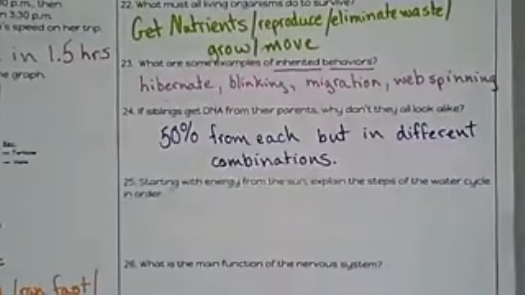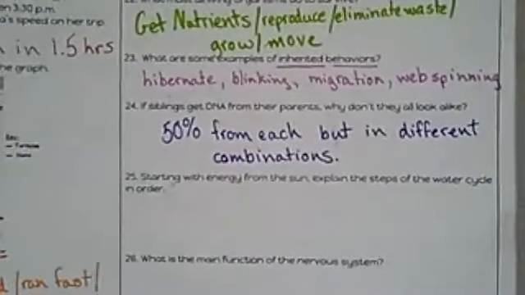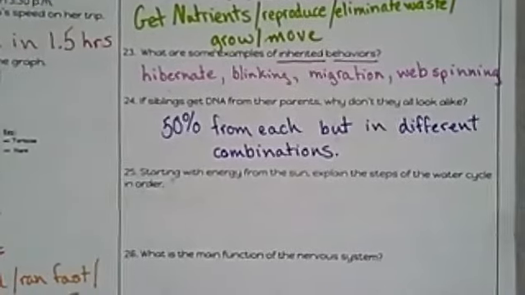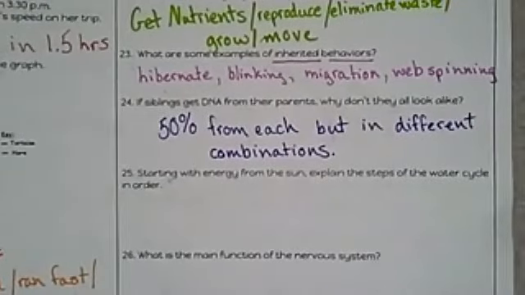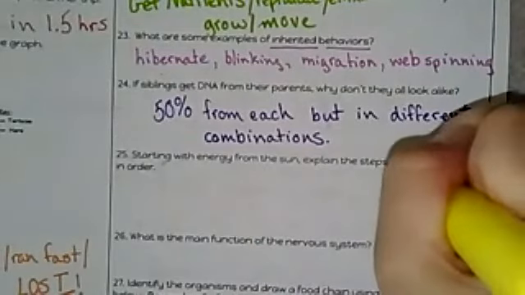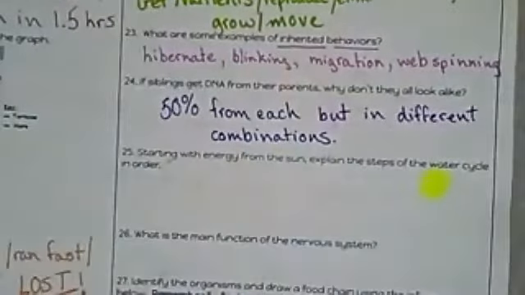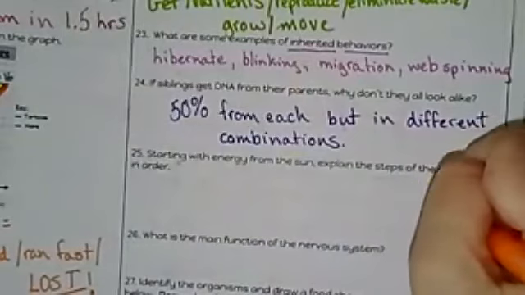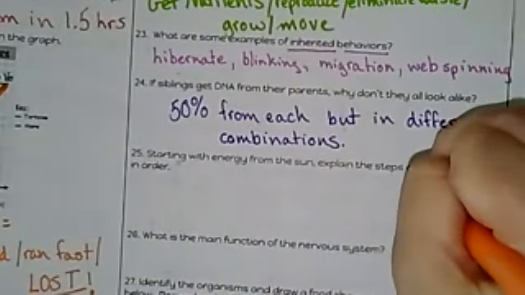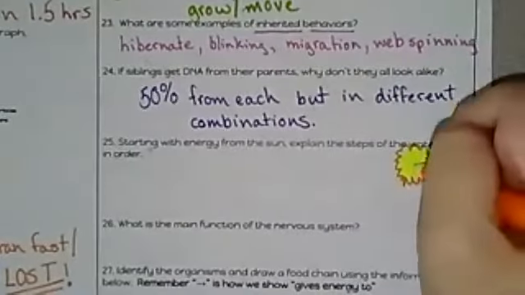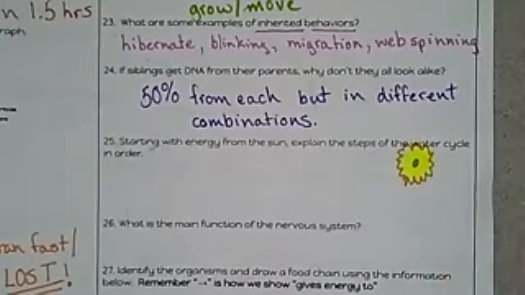All right, number 25. Starting with energy from the sun, explain the steps of the water cycle in order. I'm not going to explain the steps. We're going to do a drawing. Here we go. Y'all ready? So draw the sun. There she is, right up there. I like to think of the sun as being a female. Because she's the boss. All right, so there's the sun.